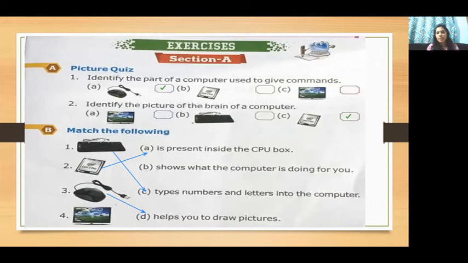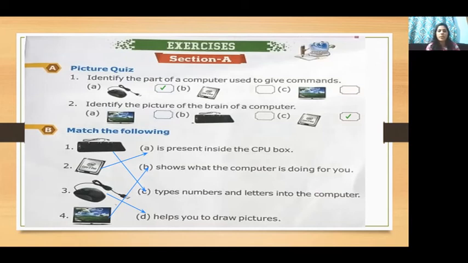Then the last one, it is a monitor. Monitor shows what the computer is doing for you. Option B is the answer. So have you completed it? Yes. Keyboard, it is used to type. Then CPU is present inside the CPU box. Then mouse helps us to draw pictures. Then the monitor shows what the computer is doing for you. Okay. Shall we go to the next page, page number 22.